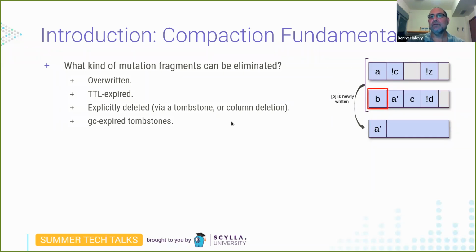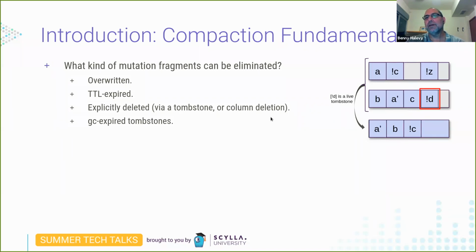B, in the example, is newly written. It contains new data and obviously needs to be copied into the output SSTable. C, in the example, is deleted by not C, which is a deletion marker, otherwise called a tombstone. In this case, we can eliminate C, but we still need to keep the tombstone until it expires. So not C is copied into the output SSTable.